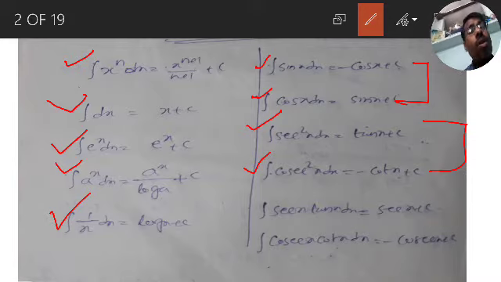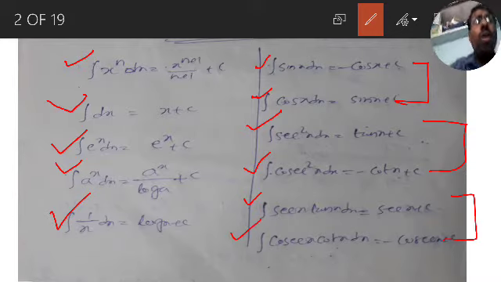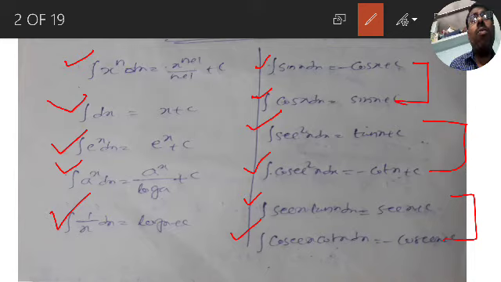Next two. Integration of sec x into tan x is sec x plus c. Integration of cosec x into cot x is minus cosec x plus c. So you have to remember all these. These are the basic 11 formulas I gave. So what are they? Integration of x to the power of n dx is x to the power of n plus 1 by n plus 1 plus c.